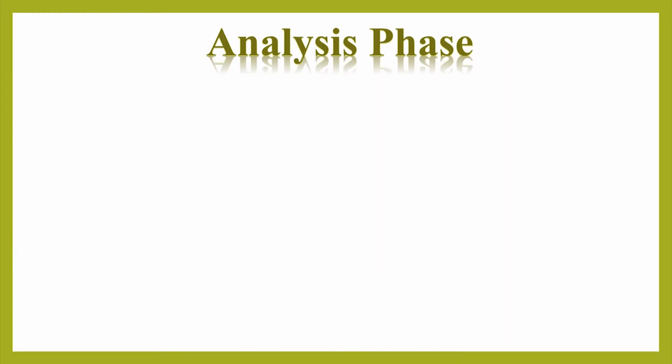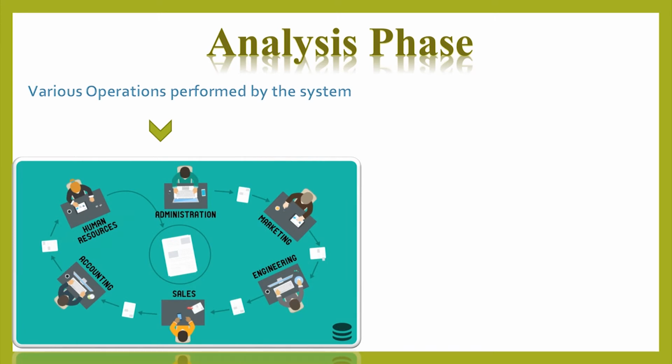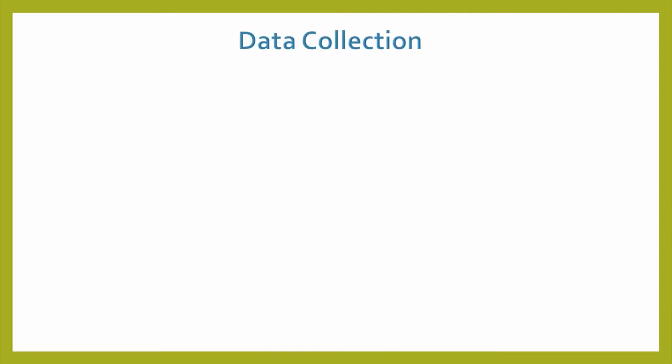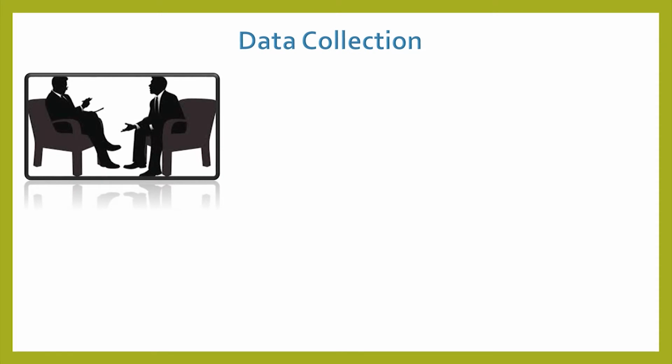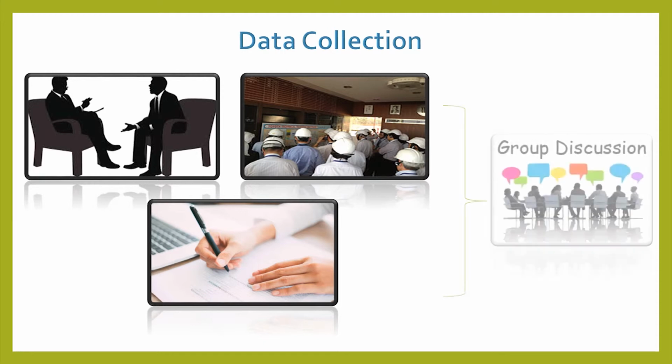The next phase is the analysis phase. Analysis is detailed study of various operations performed by the system and the relationship among various elements of the system. During analysis, all the hardware and the software specifications and its complete operations are discussed. During this, data is collected by taking interviews, on-site observations, and questionnaires. And then all the conditions are discussed and all transactions are measured from all angles.